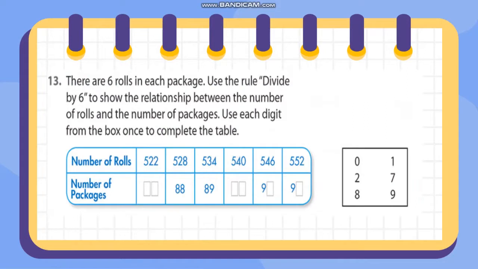Next, there are 6 rolls in each package. Use the rule divide by 6 to show the relationship between the number of rolls and the number of packages. Use each digit also from the box once to complete the table. So the rule is divide by 6. So 522 divided by 6, the answer is 87. 540 divided by 6, the answer is 90. And 546 divided by 6, the answer is 91. And 552 divided by 6 is equivalent to 92. So as you can see, we use 0, 8, 1, 7, 9 once only. So we follow the instruction that we're going to use each digit from the box once to complete the table. So that is the answer.